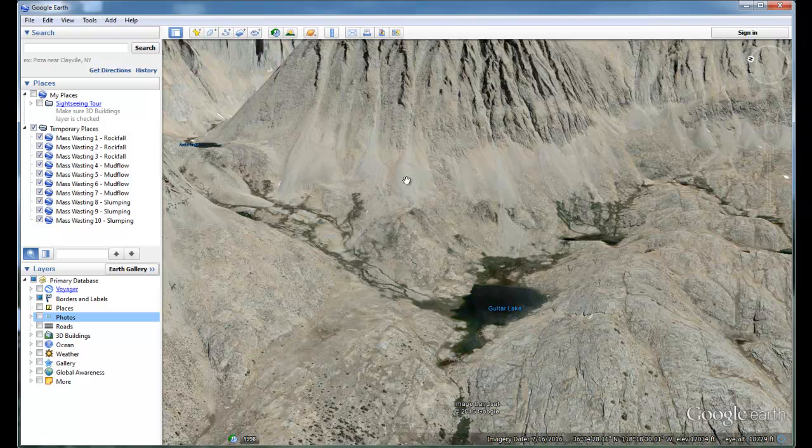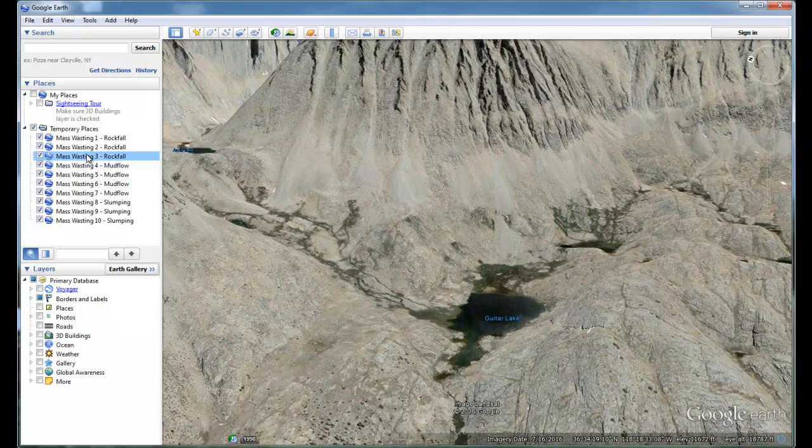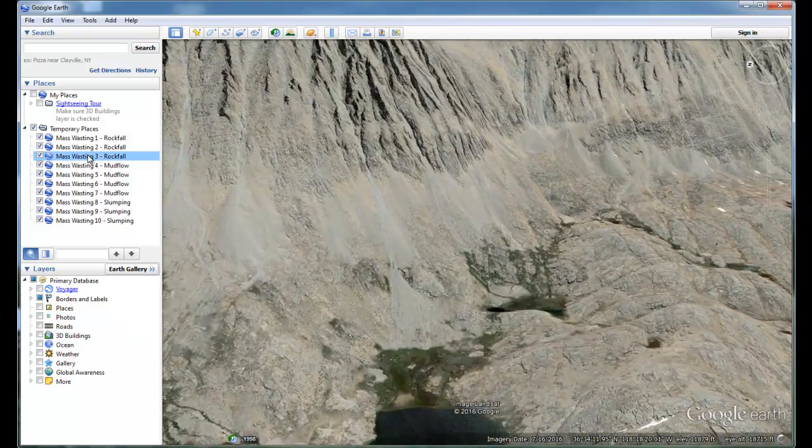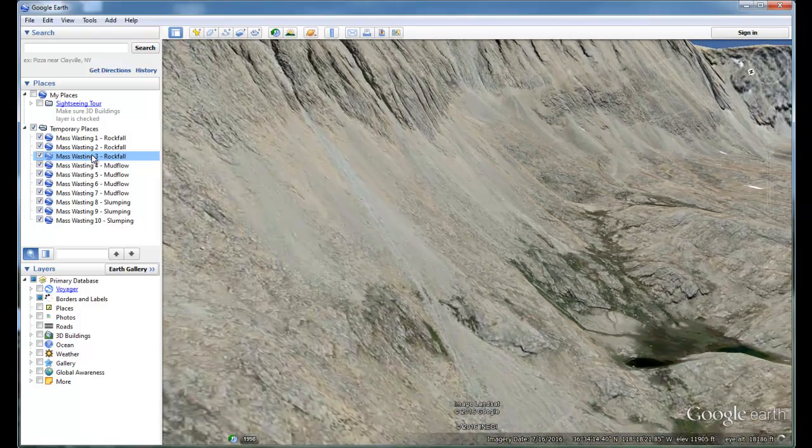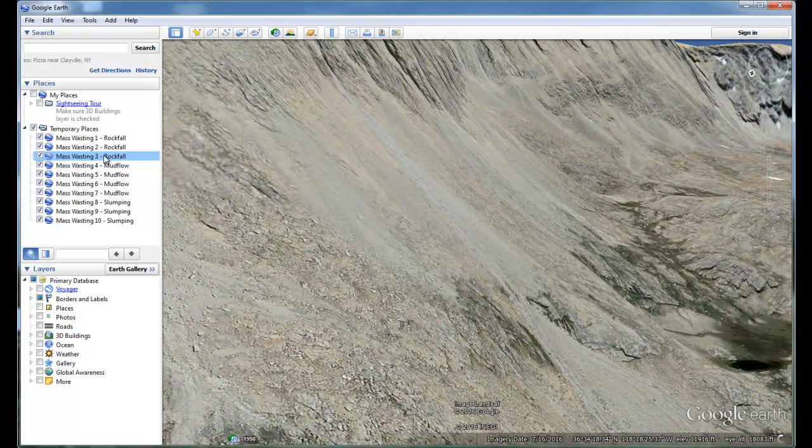Little bits and pieces come down and collect in these nicely shaped talus cones down below that are usually situated pretty close to the maximum angle of repose, making them very difficult things to climb up. And this is just a little view of them sort of from the side so you can get a sense of how steep they are.